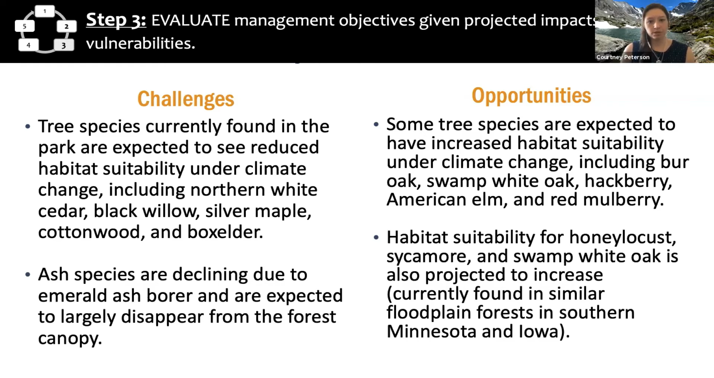Some of the opportunities that Crosby Farm identified are that some of the trees are expected to have increased habitat suitability under climate change, including bur oak, swamp white oak, hackberry, elm, and mulberry. Habitat suitability for honey locust, sycamore, and swamp white oak is also projected to increase. Those are currently found in similar floodplain forests in southern Minnesota and Iowa, so there may be opportunities for planting some of those southern species at Crosby Farm.